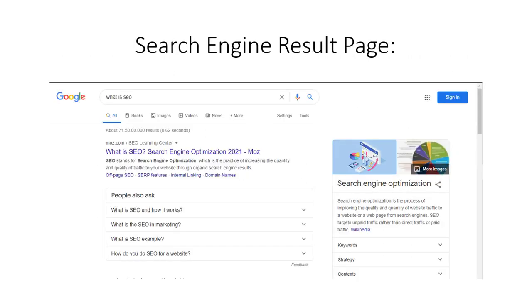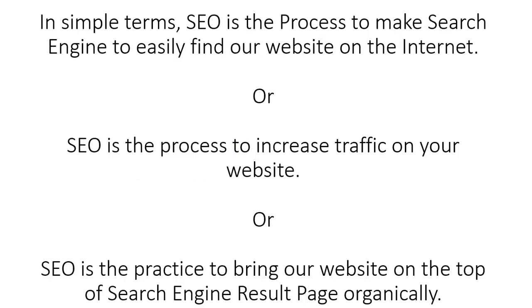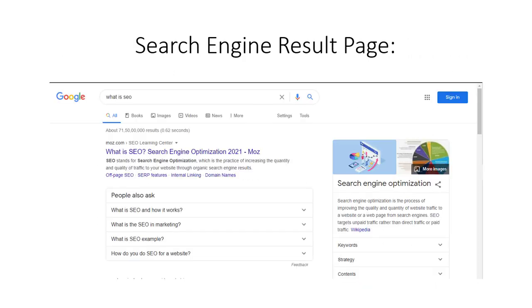Okay, so what does a search engine result page look like? Whenever I go to the search engine and perform a search, the first page that opens after my query is known as the search engine result page. And why are we saying it organically? Because whatever technique we implement on our website to increase traffic or visibility will be completely free, meaning we don't have to pay any amount to Google to show our website on top of the search engine result page. Okay, that's why we say it organically.